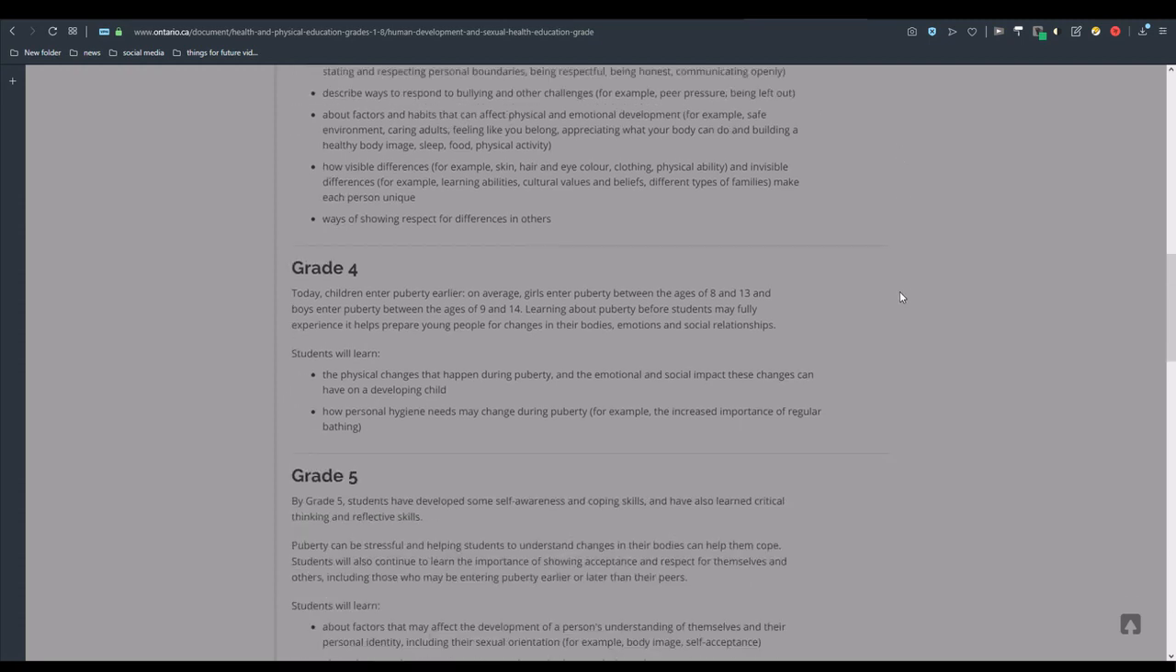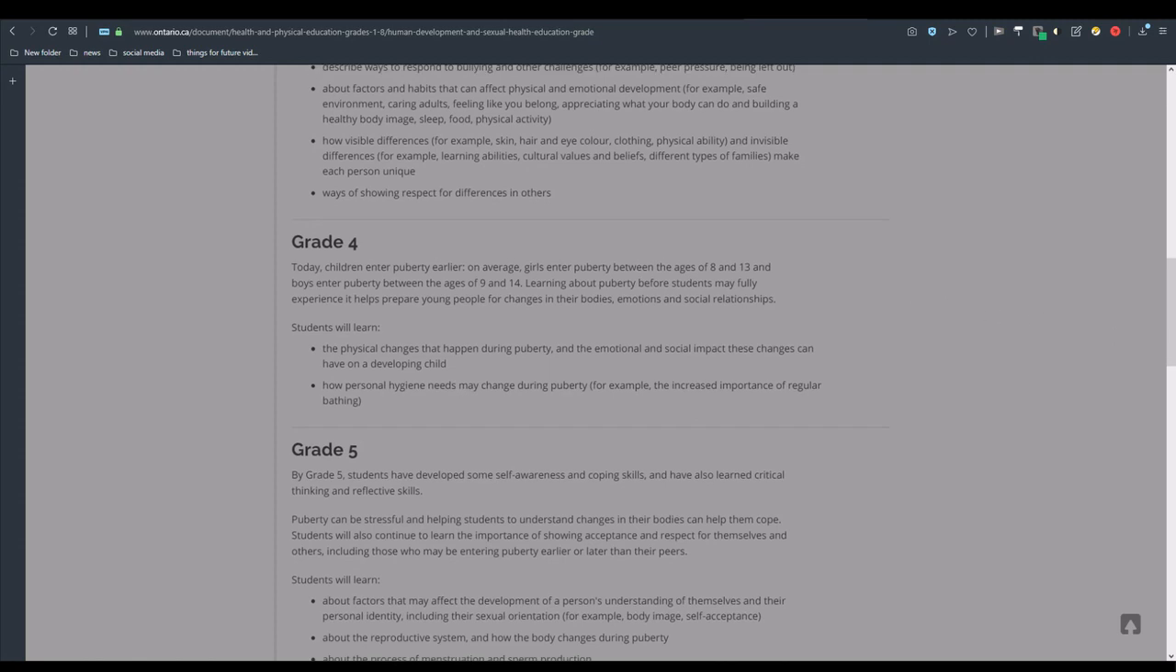Now, in grade 4, they're going to be learning physical changes and personal hygiene during puberty. They're going to learn safe use of technology. They're going to be learning about assessing risk in decision making. There's going to be discussions about the effects of smoking and vaping.